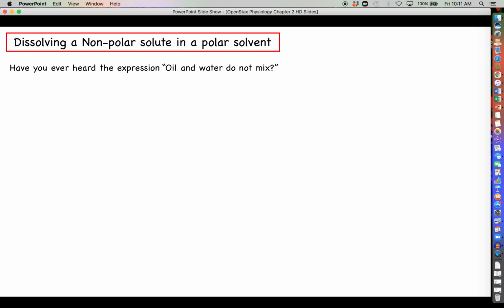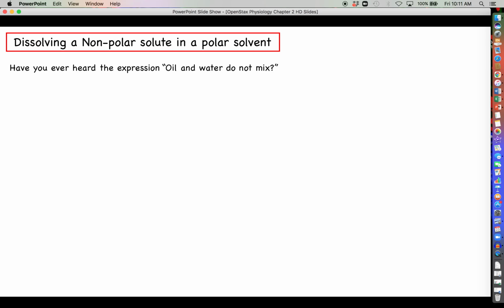Okay, so now let's take a look at a hydrophobic solute. So trying to dissolve a non-polar hydrophobic solute in a polar solvent like water. Well, before we dive into that, I've got a question for you. Have you ever heard the expression, oil and water do not mix?